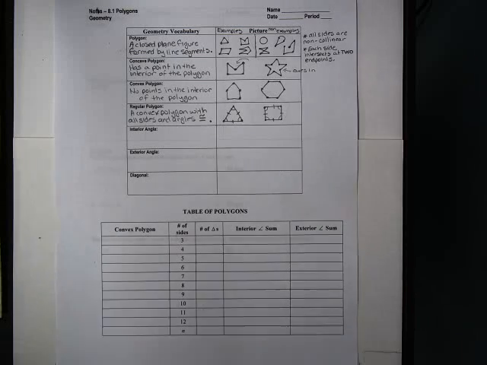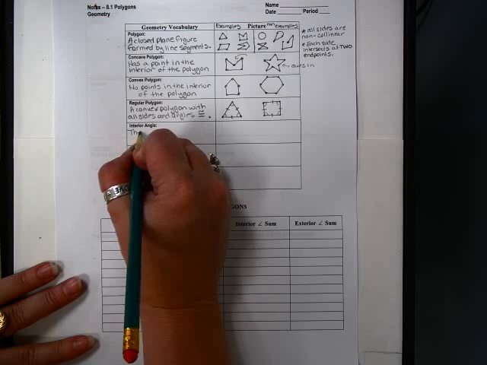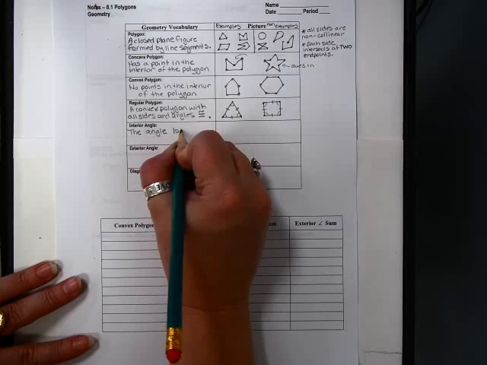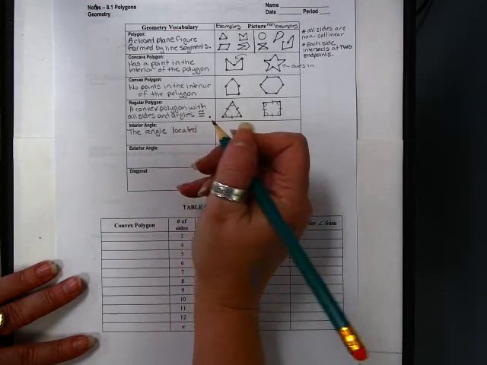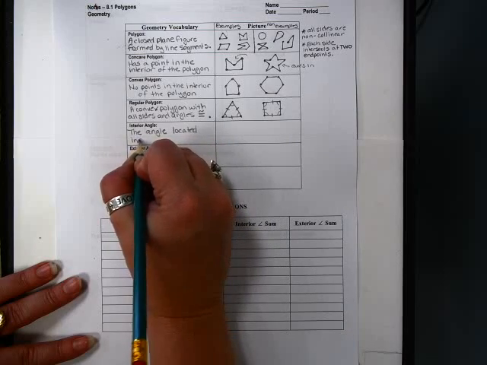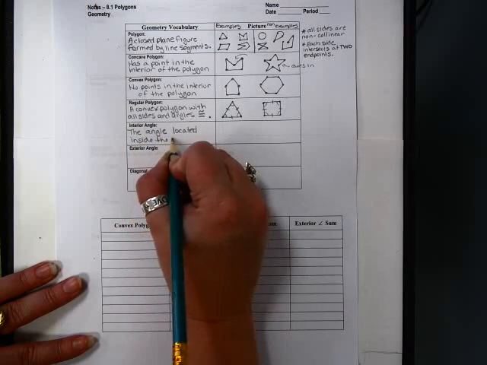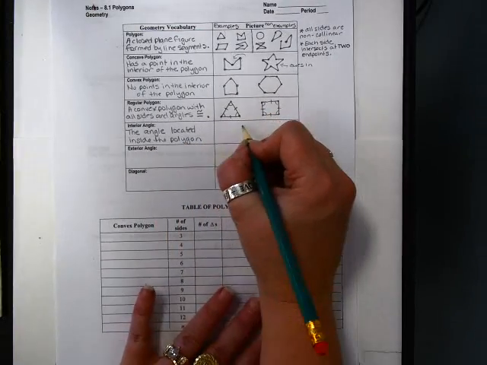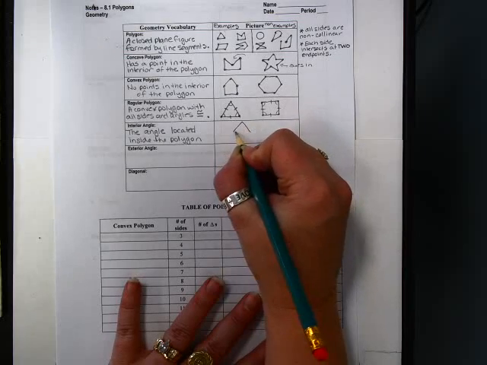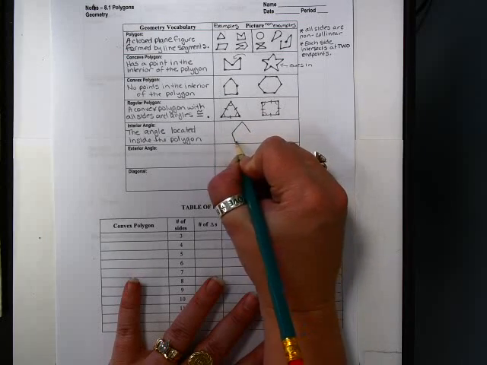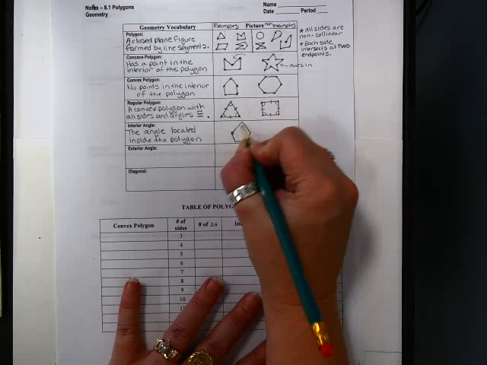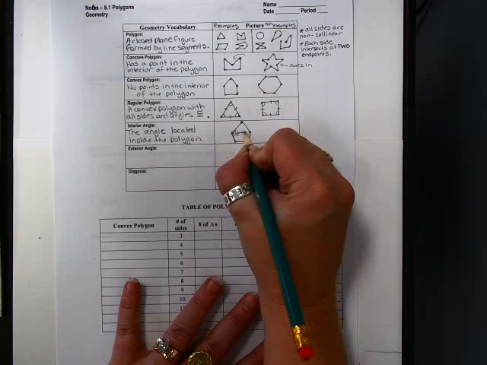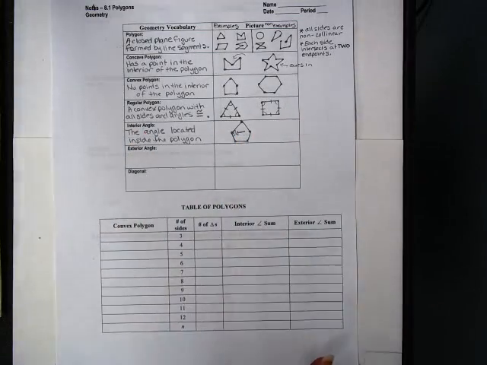Interior angle. Interior angle is the angle located inside the polygon. Okay, so if I draw a pentagon, five-sided shape, this angle right here would be an interior angle.